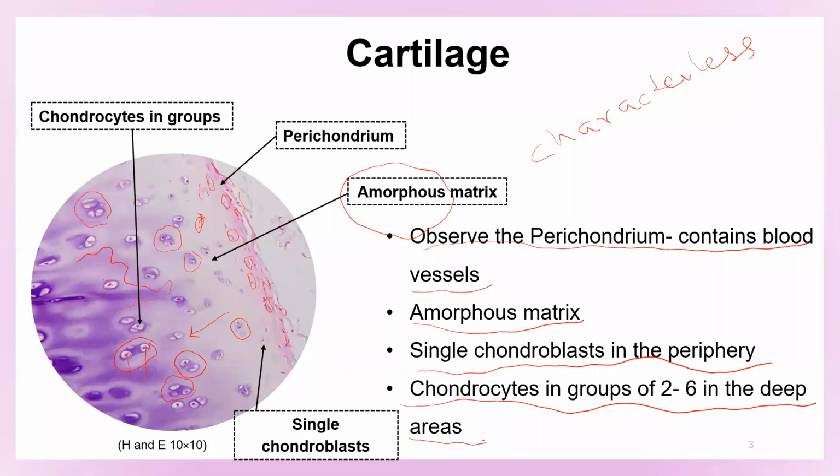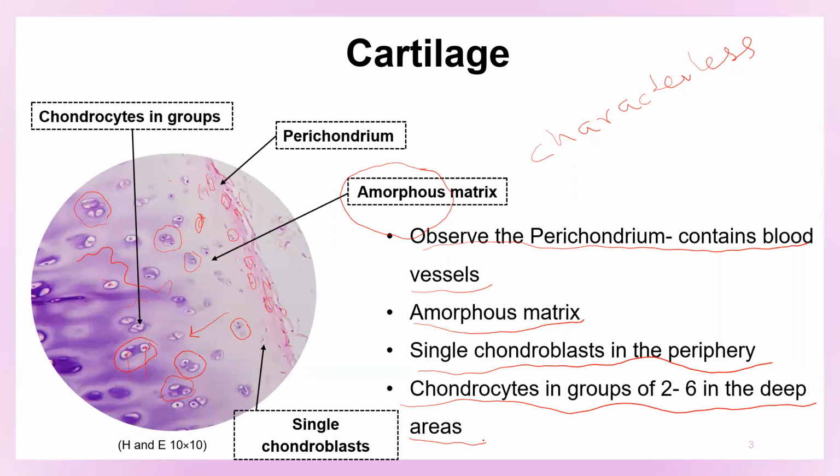Then the second question may be to give reasons for your identification. So you will say there is an amorphous matrix, there are single chondroblasts in the periphery, and chondrocytes in groups in the deeper layers. Also, the perichondrium can be seen. Okay, so if you write like that, you get full marks.